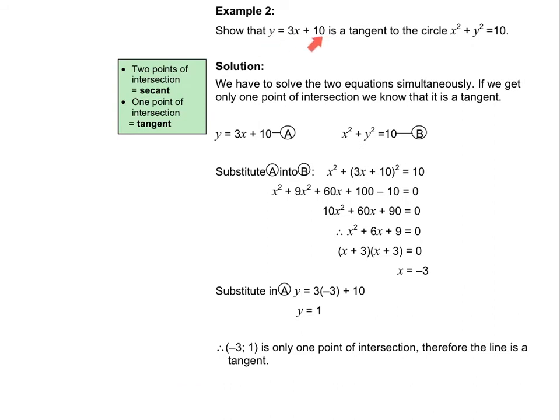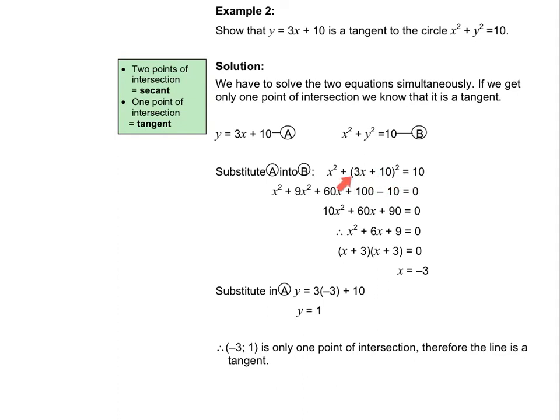Example 2. Show that y equal to 3x plus 10 is a tangent to the circle x squared plus y squared equal to 10. So the solution then will be where we have to solve the two equations simultaneously. If we get only one point of intersection, we know that it is a tangent. So first we will solve simultaneously. We'll take the y equal to 3x plus 10 and we will substitute this y value into the circle equation.